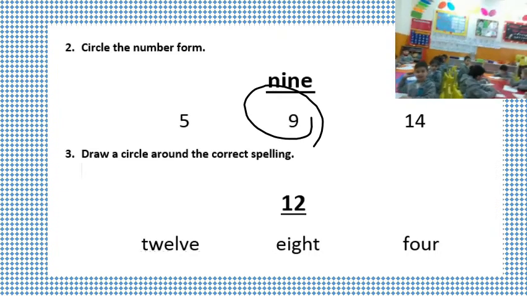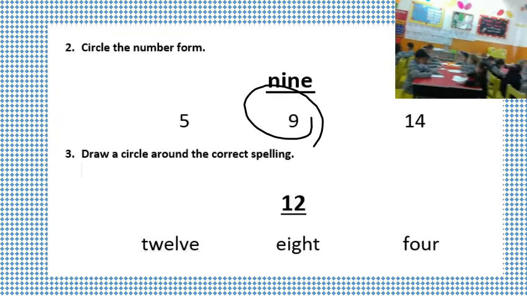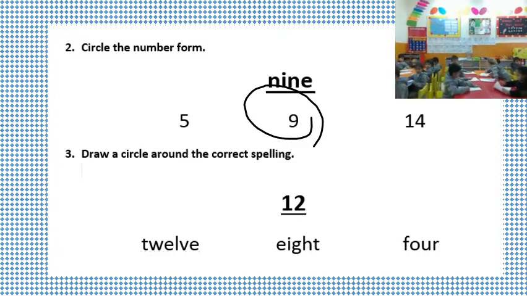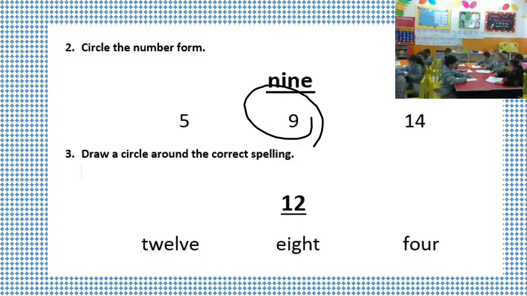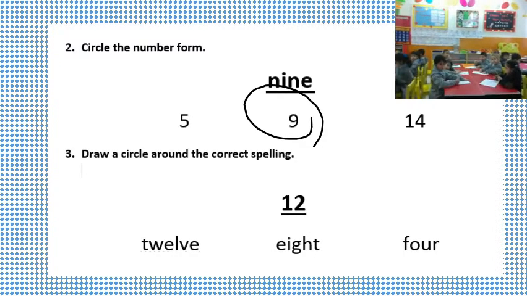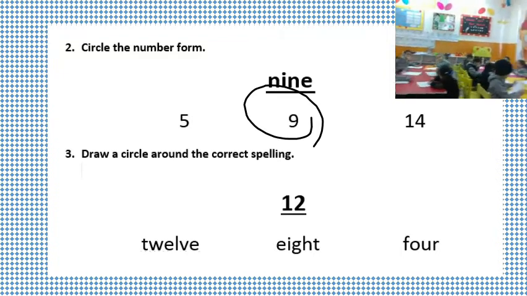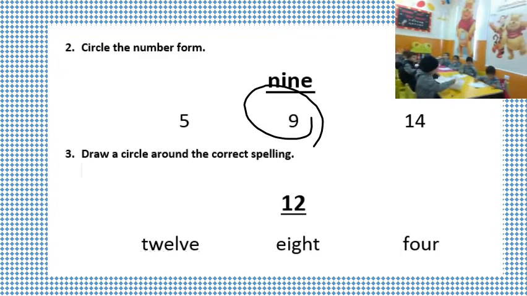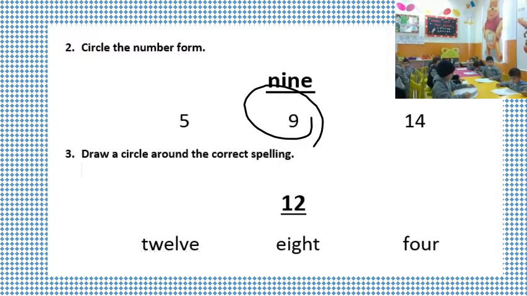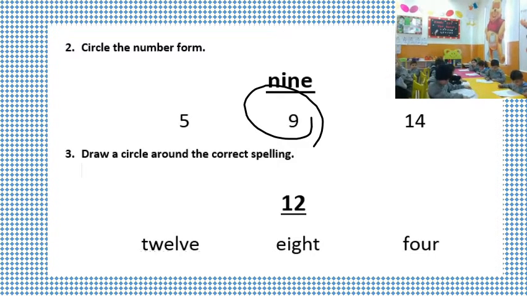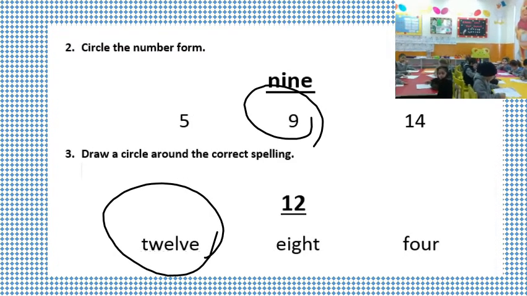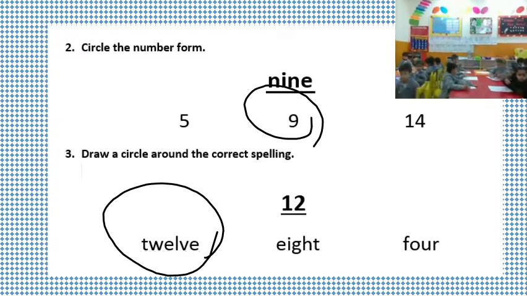All right. So now let's look at question number 3. Draw a circle around the correct spelling. What number do I have here? 12. How do I spell it? Raise your hand. W. That's right. So go ahead and circle it.